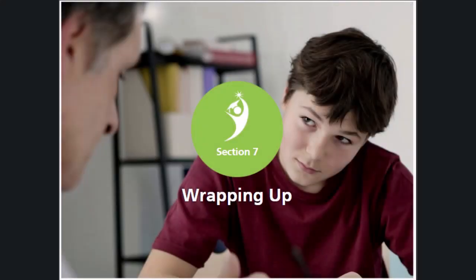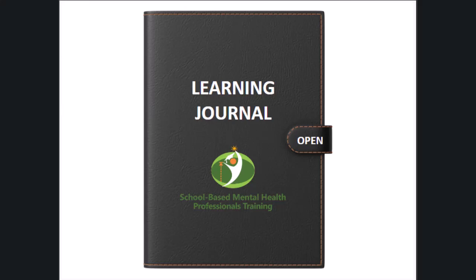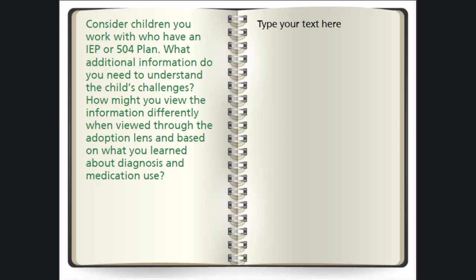This lesson provided a foundation for understanding a range of diagnosis and treatment issues, as well as interventions to address the mental health needs of children and youth. Click the Open tab to open the journal. Consider children you work with who have an IEP or 504 plan. What additional information do you need to understand the child's challenges? How might you view the information differently when viewed through the adoption lens and based on what you learned about diagnosis and medication use?